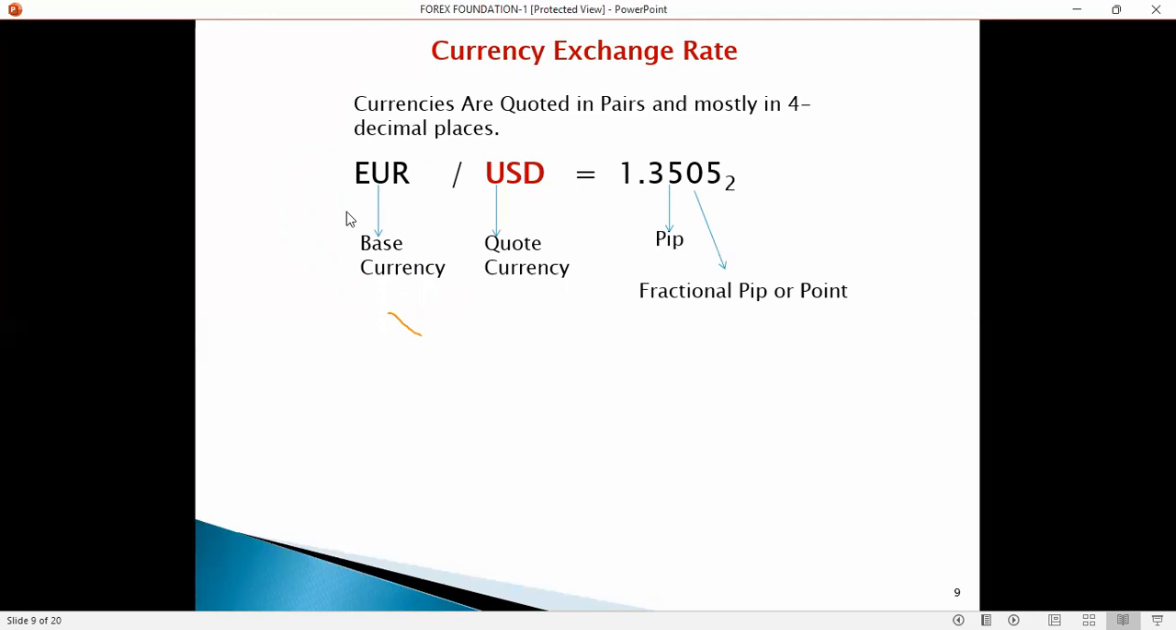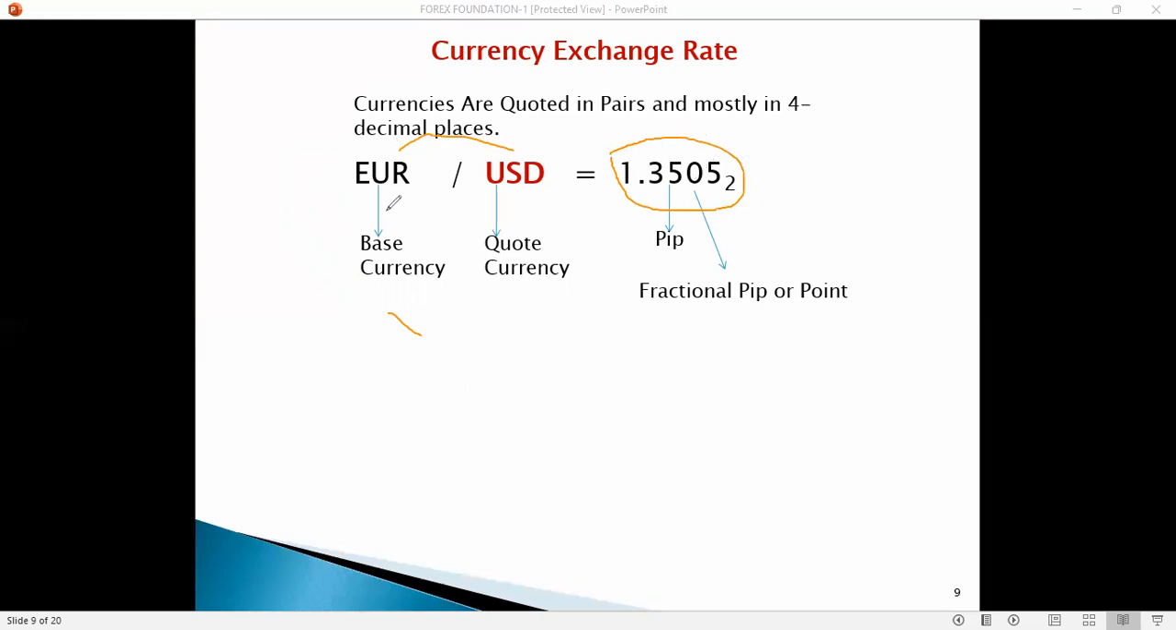Now, let's say, for example, you as a trader have 1 euro, and I want to buy that 1 euro from you. This exchange rate you are looking at right here is being determined by the economy between the euro and the USD, the economy between the European country and the United States dollars. So that is based on this exchange.